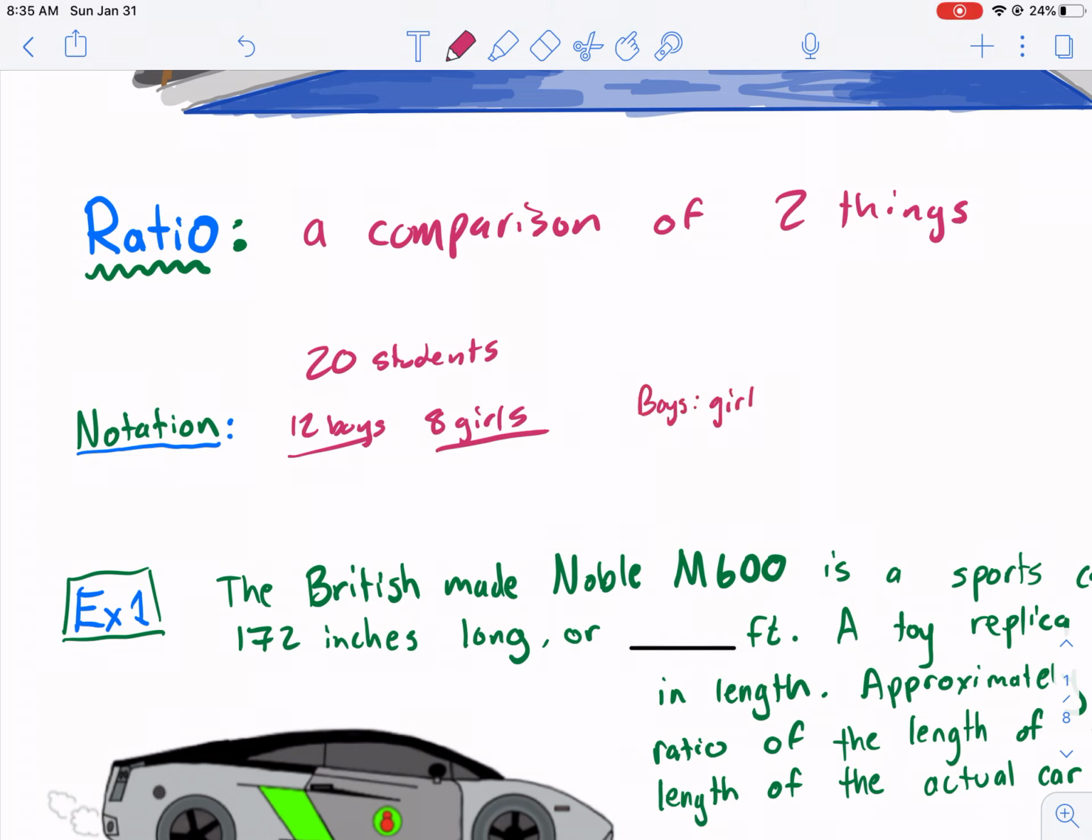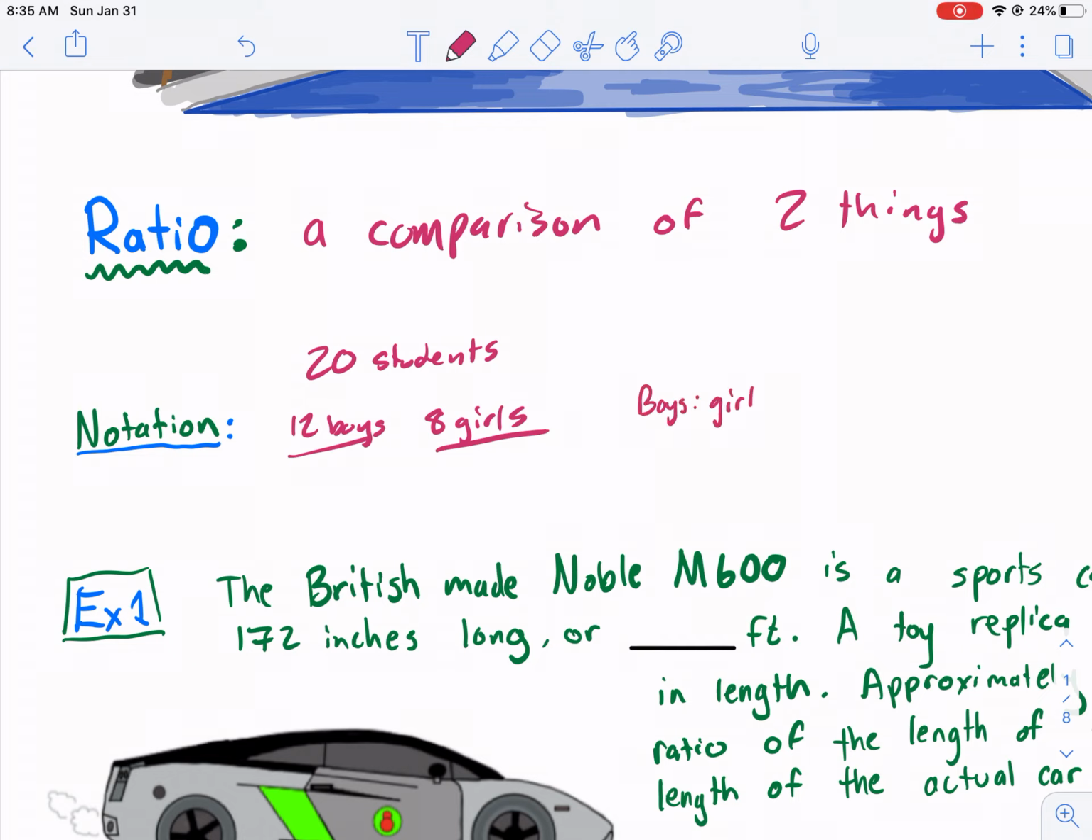So you could use a colon like that. You can also use a fraction. So we could have boys to girls, and then 12 to 8 like that. So a couple different ways to compare two different things in a ratio, a couple different ways to write it. Those are some of the most common. I like the fraction. Some people like seeing this. When you get model cars or maps, usually it's written like this with the colon. So just be mindful of that. That's what it means. So let's get into our first example.